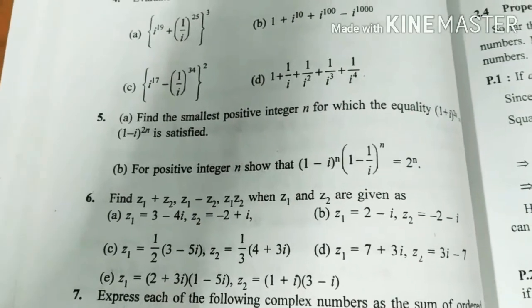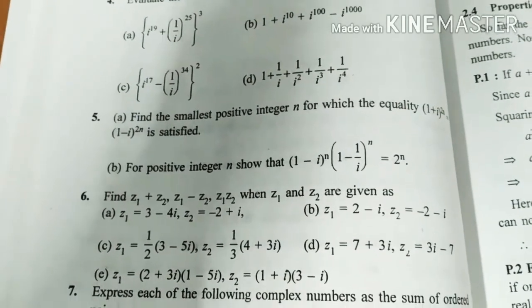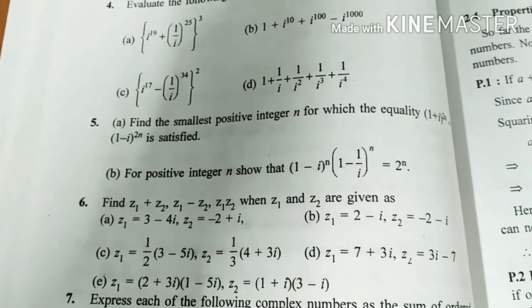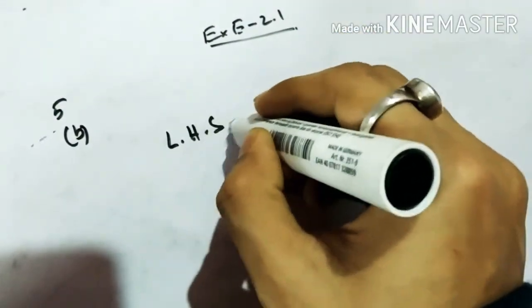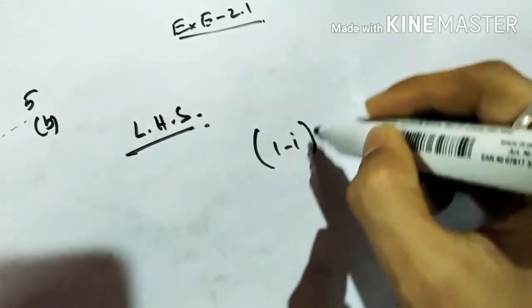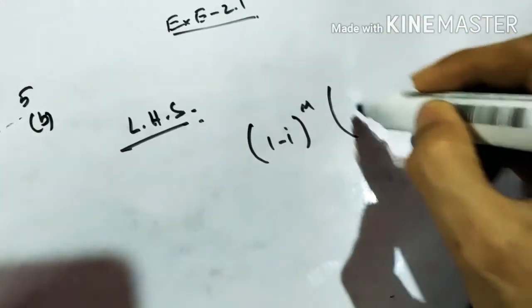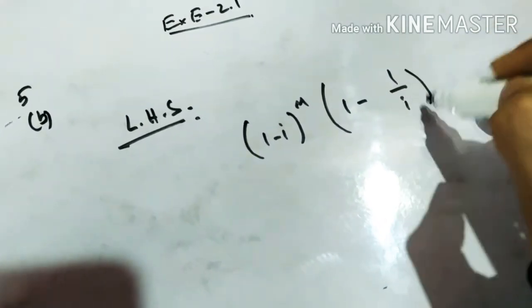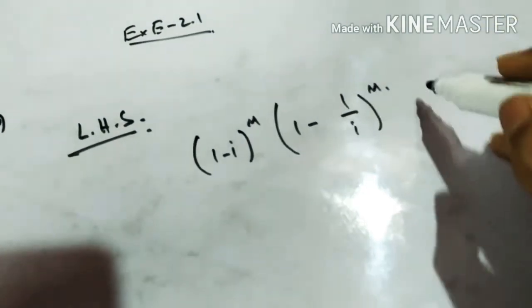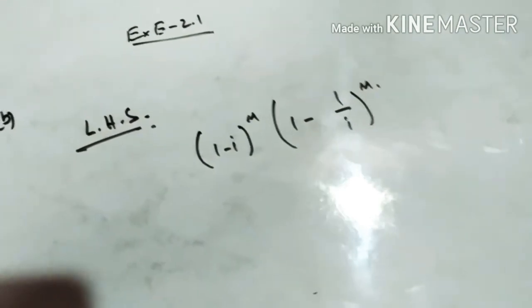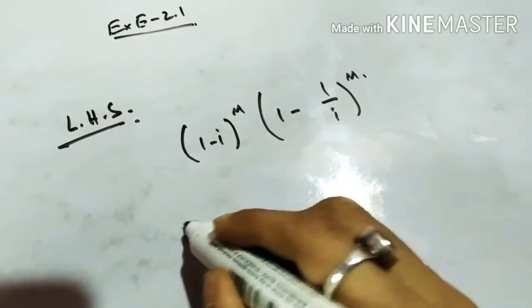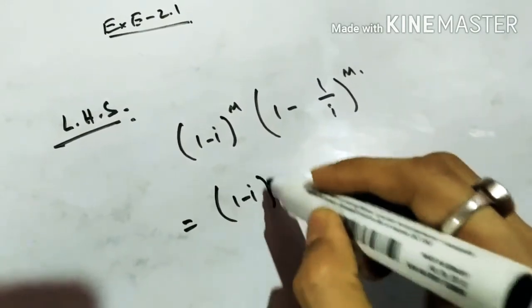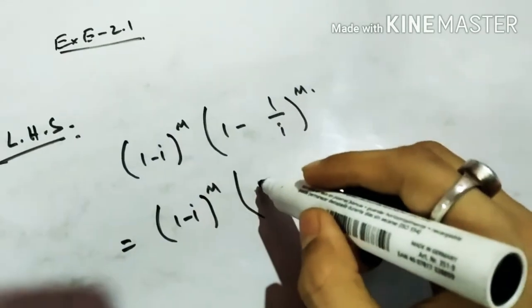Next, number 5, part B. For positive integer n, show that this is equal to 2 to the power n. So in here, I will take the left hand side, (1 minus i) to the whole power n over (1 minus 1 by i) to the whole power n. I have to prove that this is equal to 2 to the power n. So in here, 1 minus i to the power n.